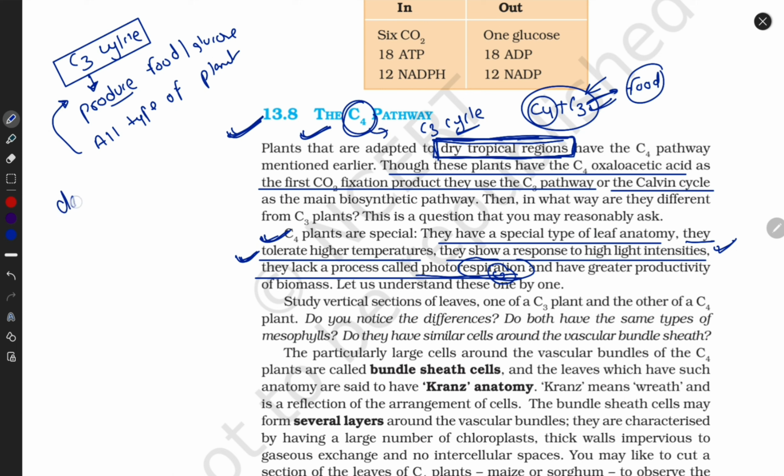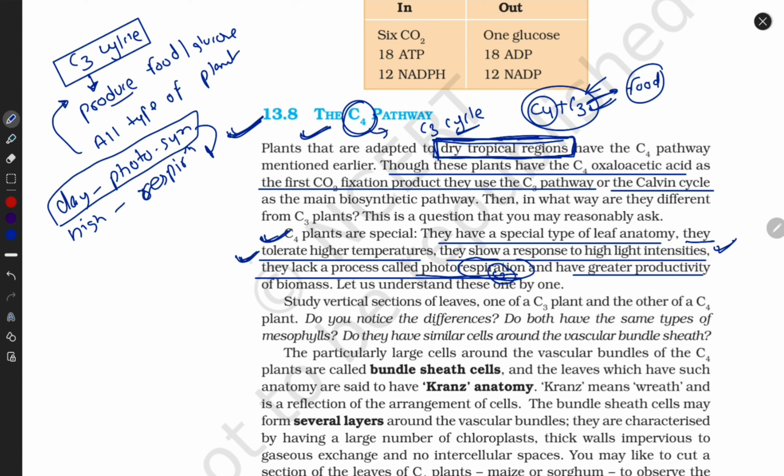We know that in the daytime plants do photosynthesis, but at night time they do what? Respiration. So in the daytime they prevent respiration and have greater productivity of biomass. Two cycles happen in one leaf, so they give greater productivity.